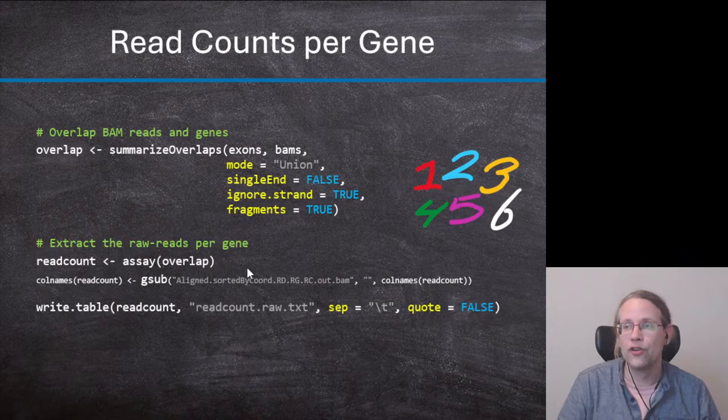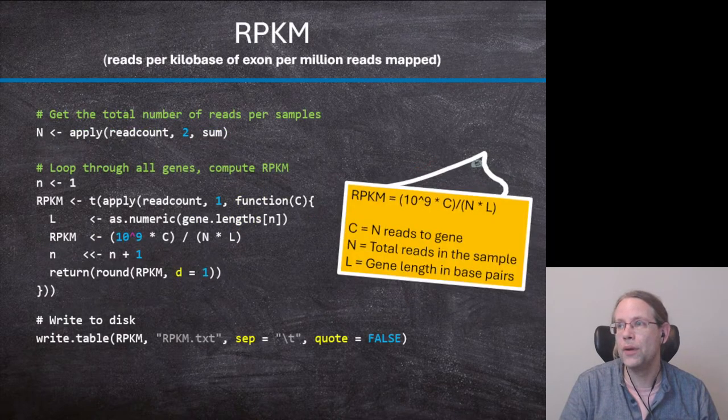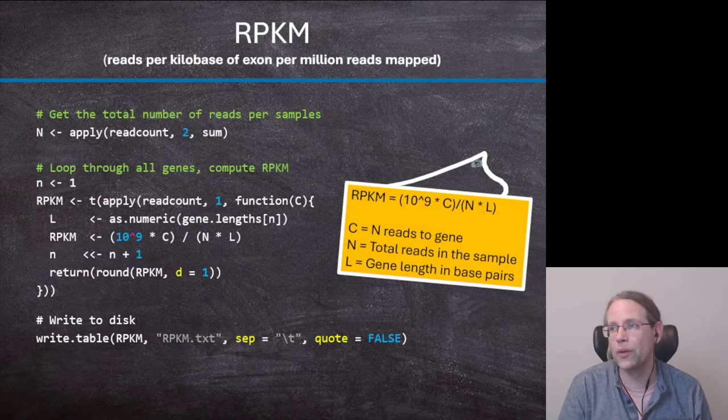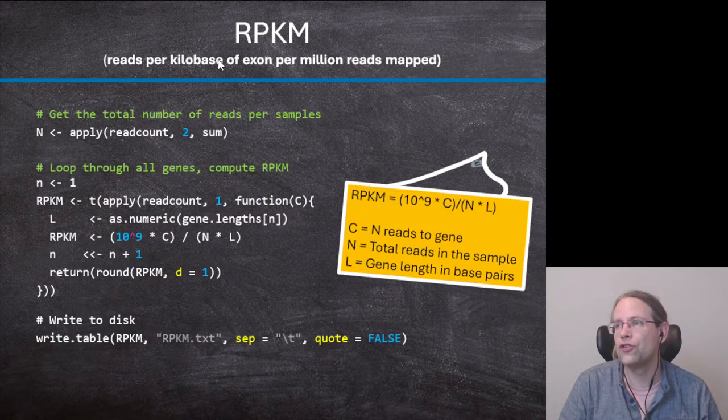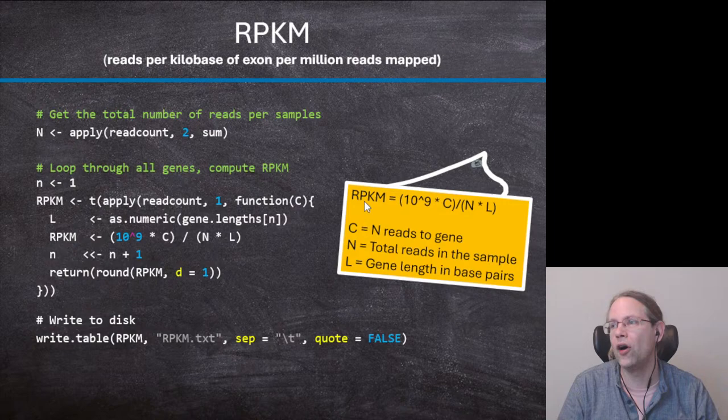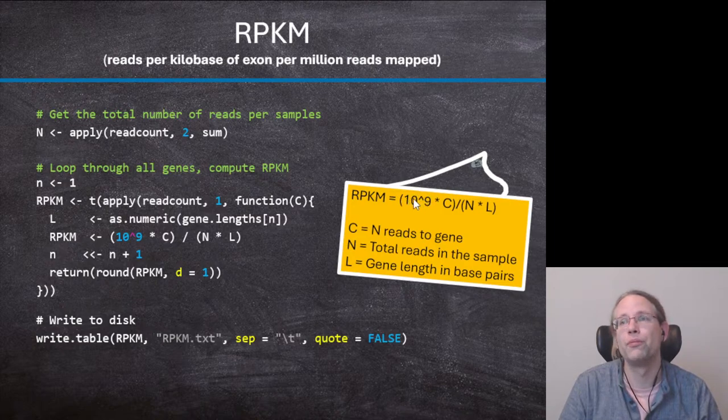So the way that people generally deal with this is to compute RPKMs. RPKMs stands for reads per kilobase of exon per million reads mapped. The way to calculate it is kind of like this. So the RPKM value of a gene means that I take 10 to the power of 9, so that's a million, no, that's not a million, that's a billion.